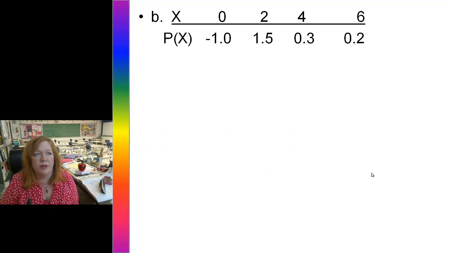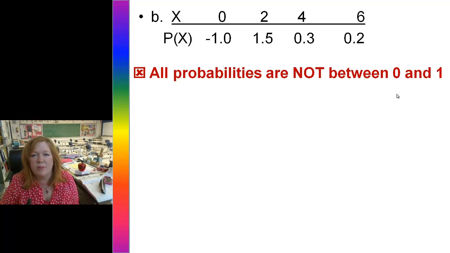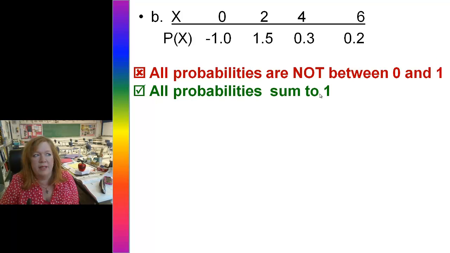Let's look at the next one. Are the probabilities all between 0 and 1? No. This one's a negative one. This one's 1.5. So there's 2 that are off. Do they sum up to 1? Yes, but we don't care because if it doesn't have both, it is not a probability distribution. So all probabilities are not between 0 and 1. Even though they sum to 1, this is not a probability distribution.